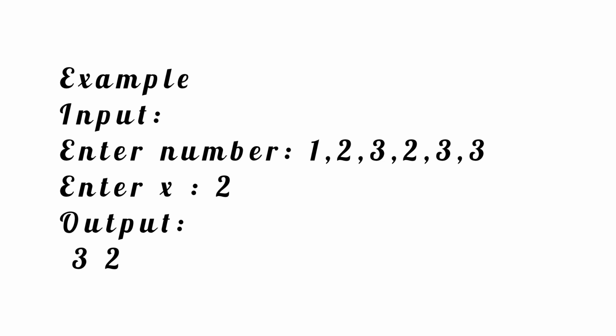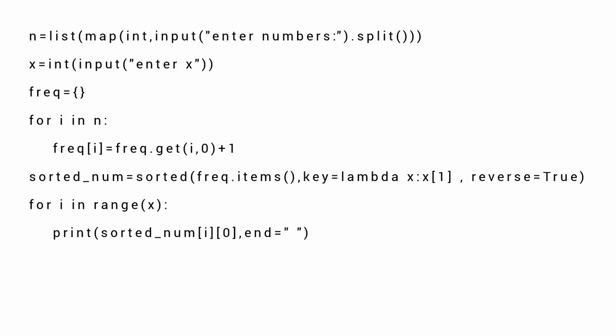Here the duplicated values are 3 and 2. 3 is repeated 3 times and 2 is repeated 2 times. So we should sort this list by how many times each is repeated, in descending order. So it should be 3, 2, 1, and the x value is 2. So we have to display only the first two values, meaning 3 and 2. That's the concept behind this coding.